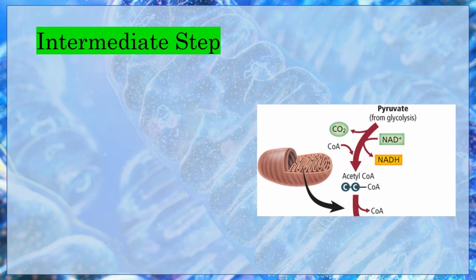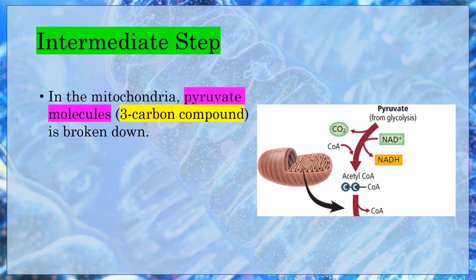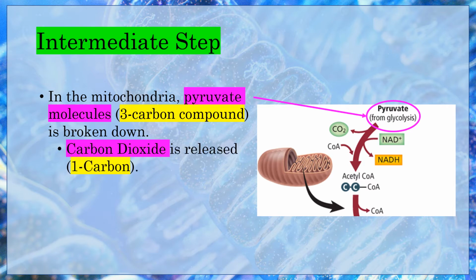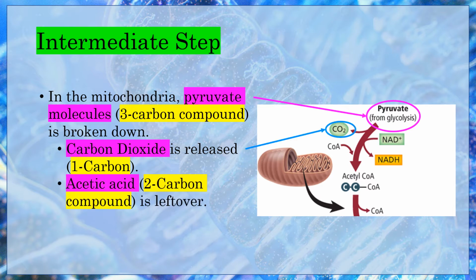This intermediate step going on. Okay, so in the mitochondria, so we've gone from the cytoplasm into the mitochondria. We have the pyruvate molecules, which are the 3 carbon compound, is broken down. So we have that 3 carbon molecule coming from glycolysis. It transforms, carbon dioxide is released, which means 1 carbon is released. Acetic acid, which is a 2 carbon compound, is left over. So we've gone from 3 carbons to 2 carbons.